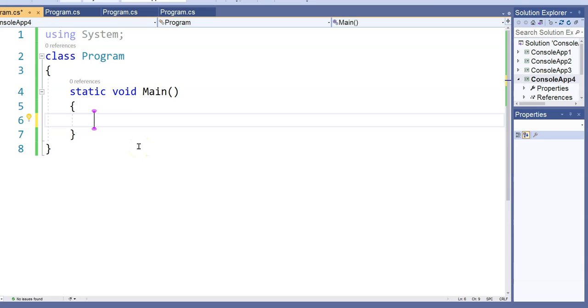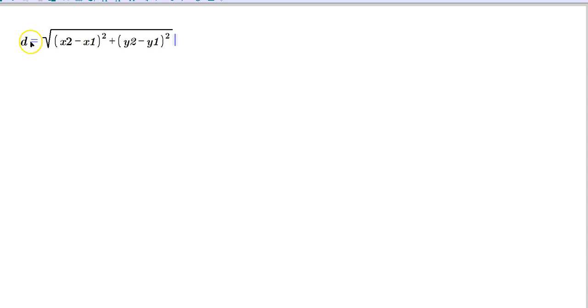Let's create some code that will find a distance between 2 points. So first of all, as a reminder, the distance is the square root of x2 minus x1 squared plus y2 minus y1 squared. That's the distance formula. It's usually studied in basic algebra. So now let's take a look at this in C#.